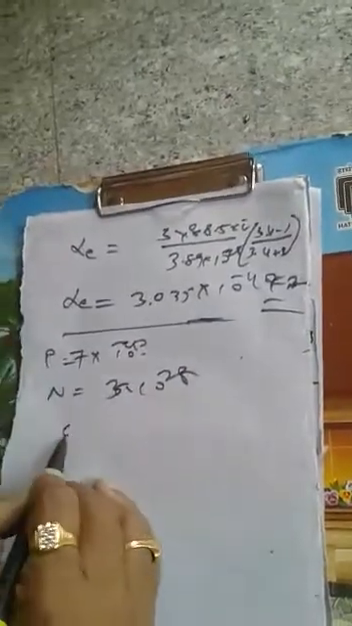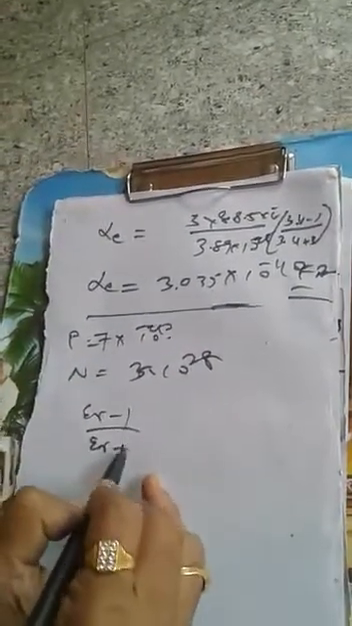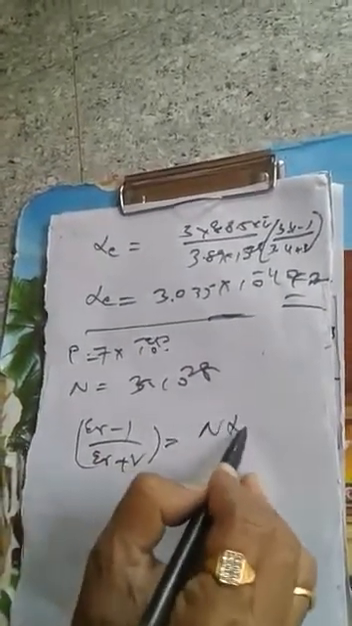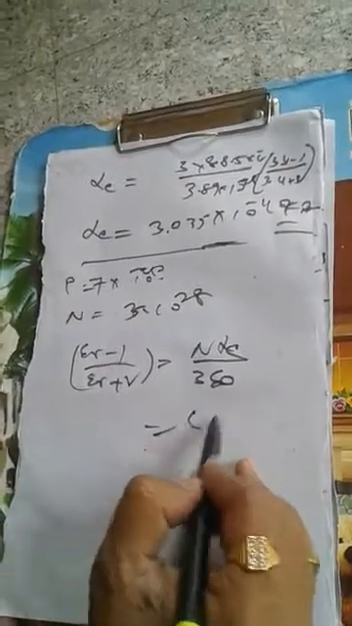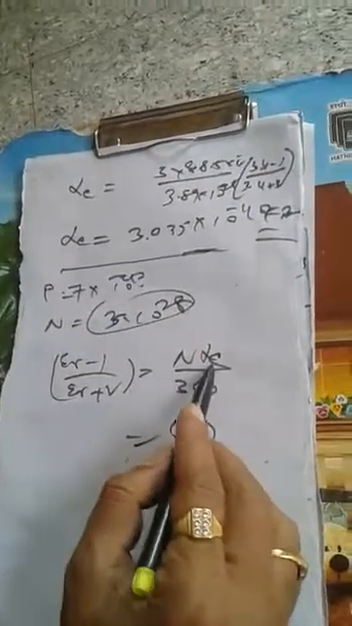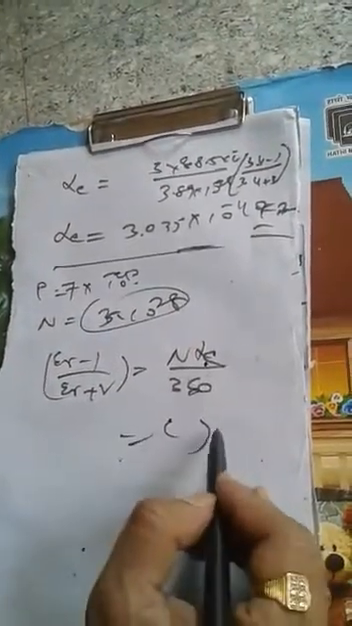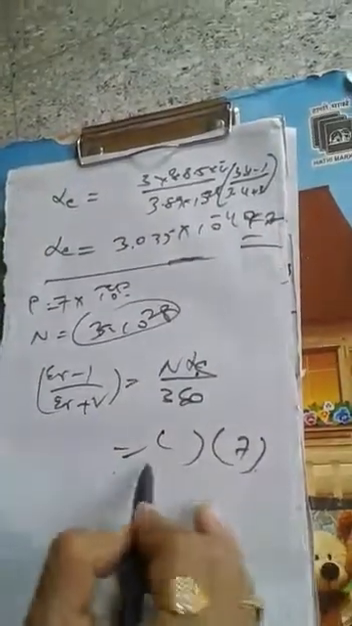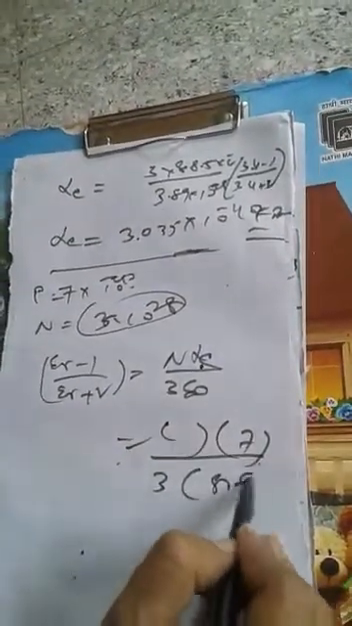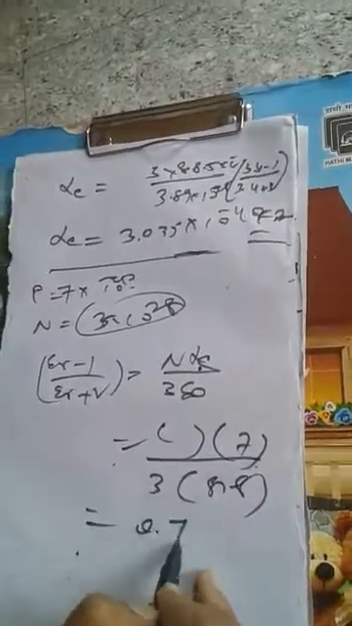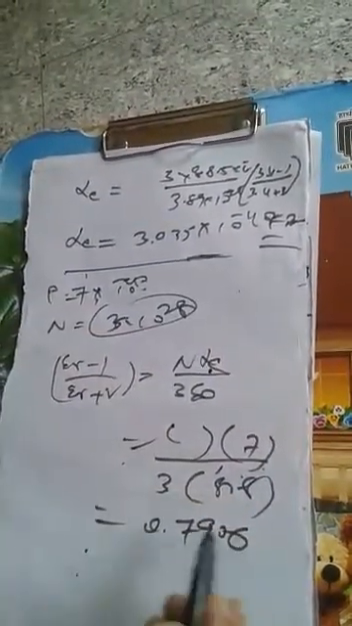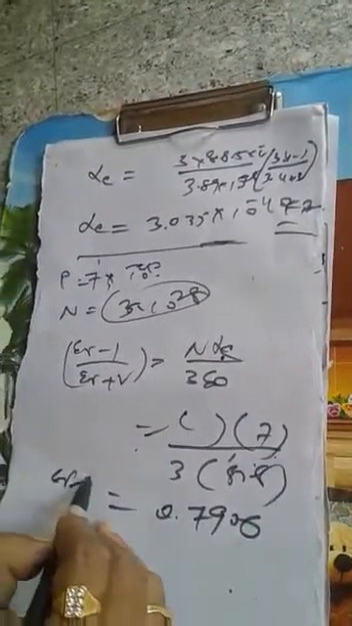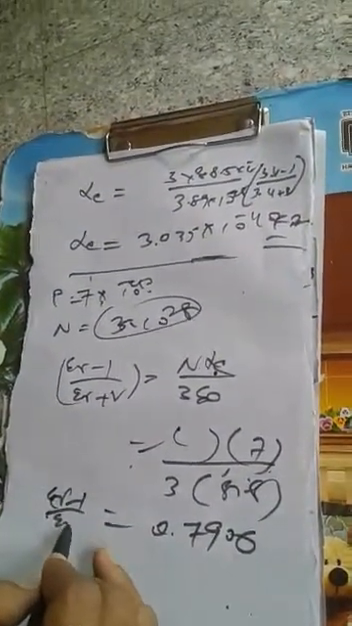Therefore we know the relation (εr − 1)/(εr + 2) = N α / (3 ε0). Taking N to one side, the polarizability is given, divided by 3 times the constant value. Substituting these values, this gives 0.7906. This is (εr − 1)/(εr + 2).